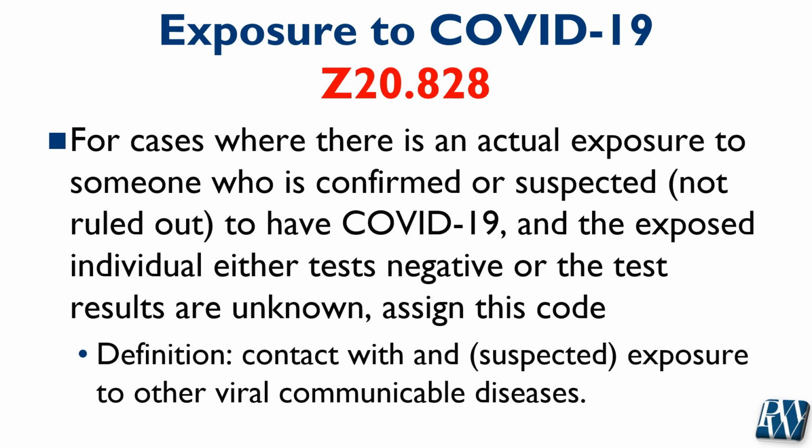There's a similar code for exposure. It's Z20.828, for cases where there's an actual exposure to someone who is either confirmed or suspected as being COVID-19 positive. The exposed individual either tests negative or the test results are not yet known. You could use this for an exposure to a known COVID patient. Again, Z20.828 would be the new ICD-10 code for that.